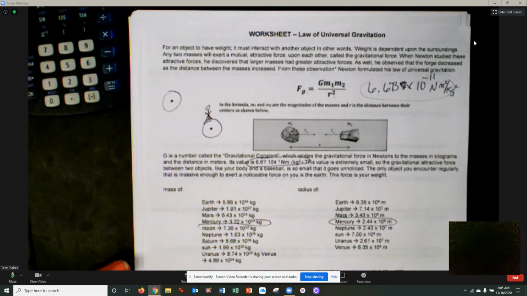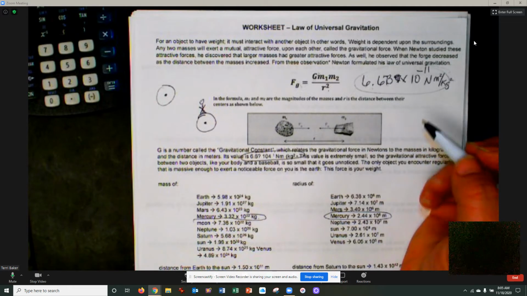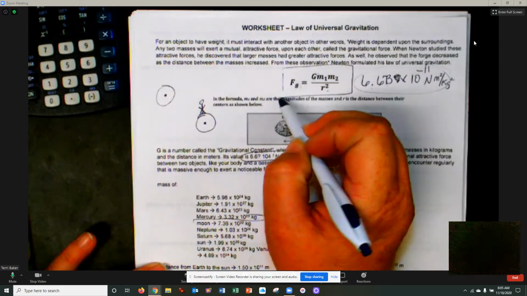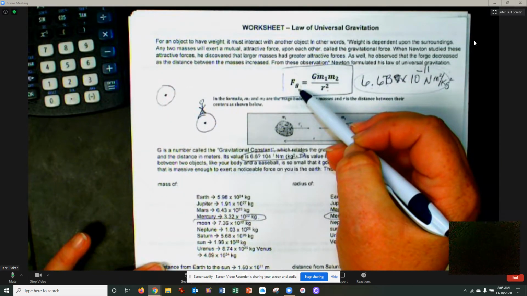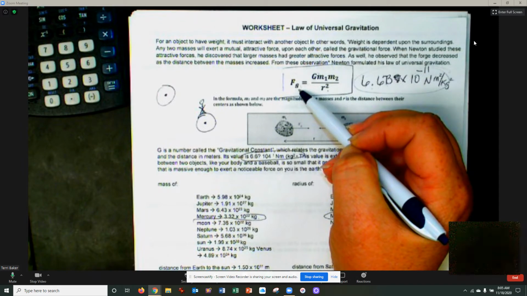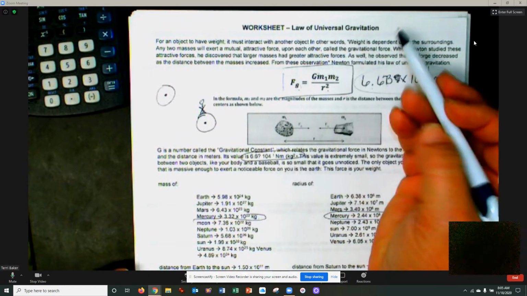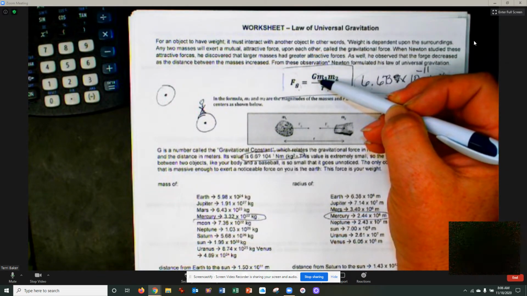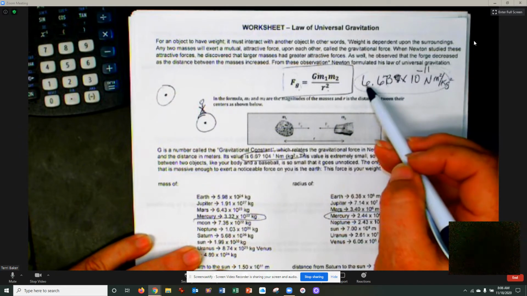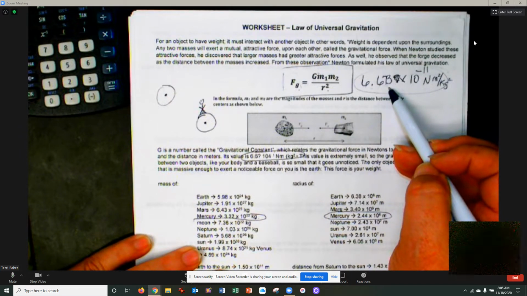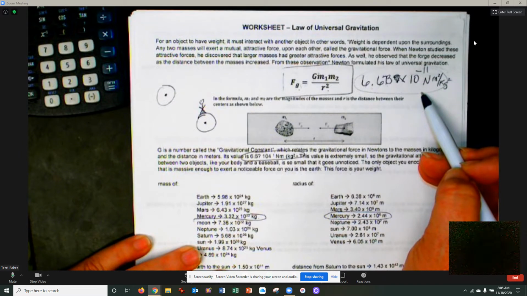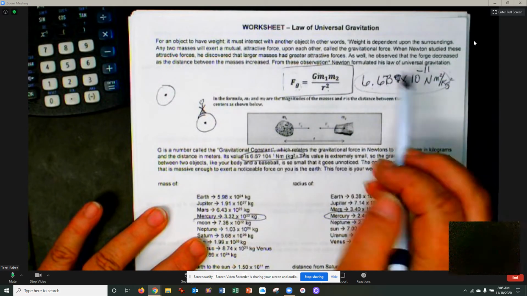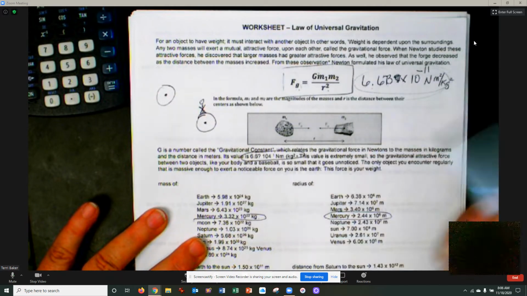Okay, I was asked to do a video on how to do the law of universal gravitation worksheet. This is the main equation for universal gravitation, where F of g is the weight of an object, how much gravity is pulling on it. It can be calculated by using the universal gravitational constant, G. It doesn't change, it's always 6.673 times 10 to the negative 11 newton meter squared per kilogram squared. You'll be using this number the entire time.